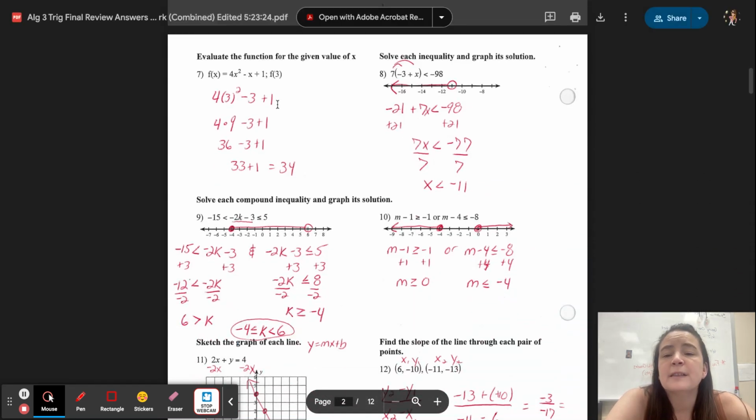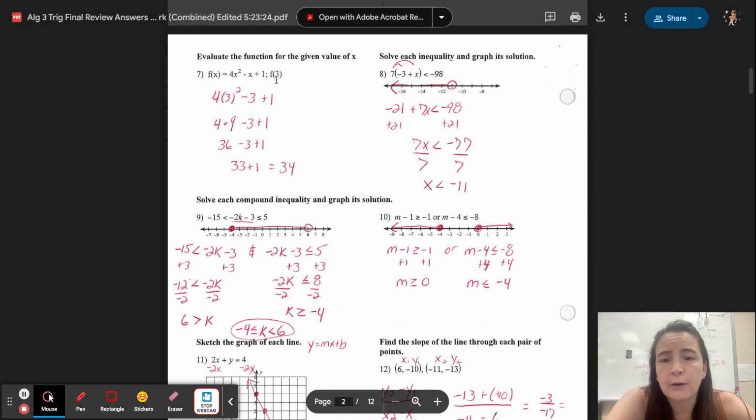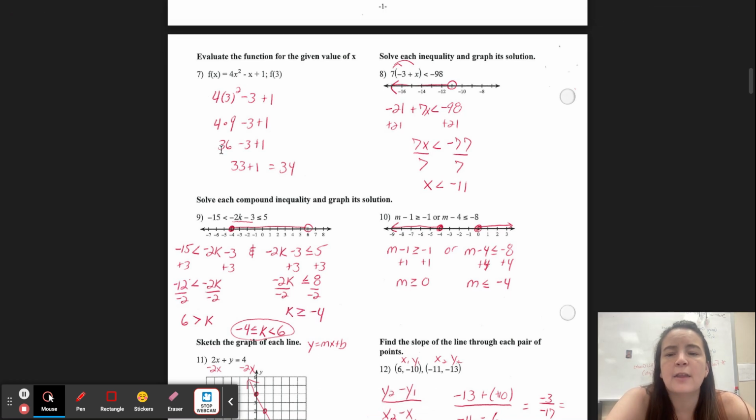All right, for number 7, they just give you function notation. You need to know that f of 3, this notation here, just means that in the expression, you replace x with 3. So that's what I did. We're going to follow our order of operations. So I did the exponents first, then I multiplied, then I continued with addition and subtraction from left to right.